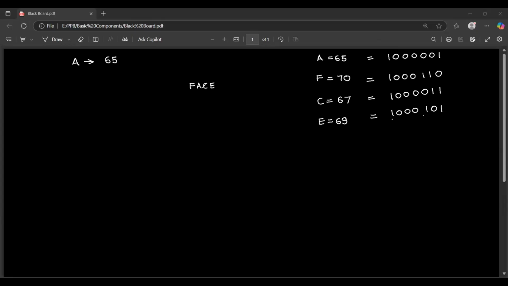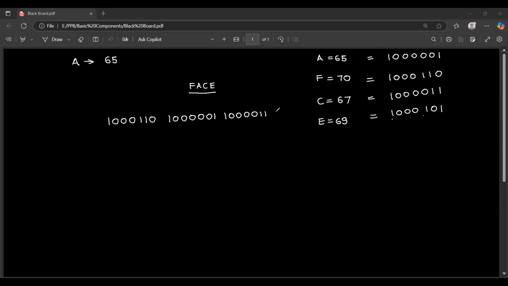Now you can't write down in this order because the order is FACE. So first of all, you have to write down F. F is given by 1000110. A is given by 1000001. C is given by 1000011.